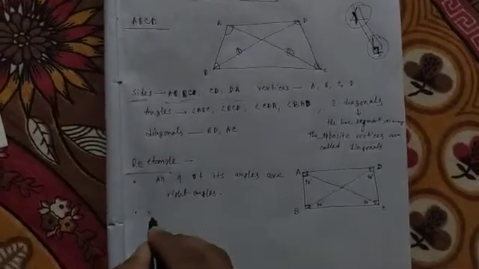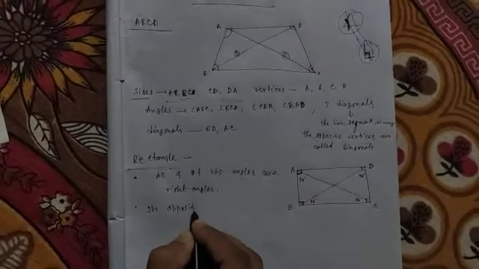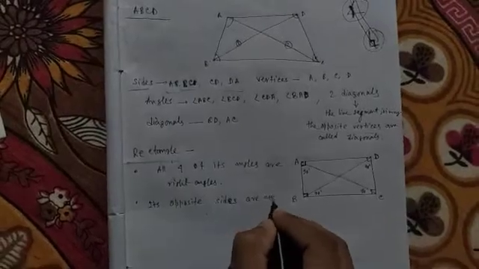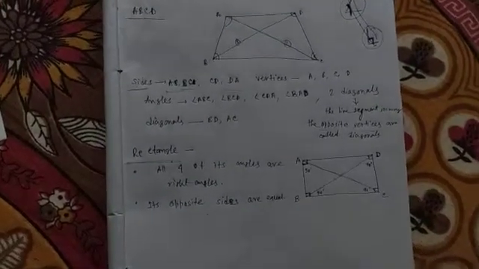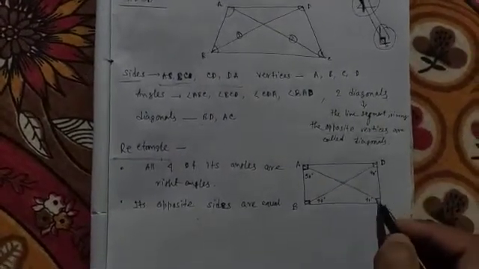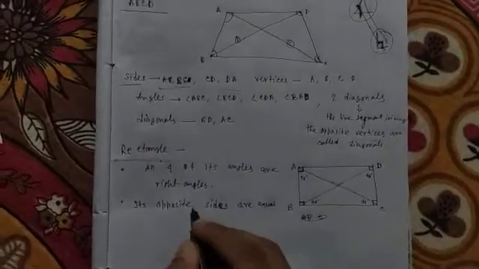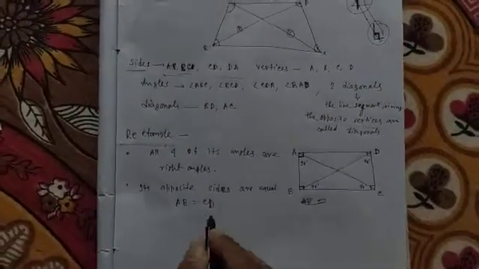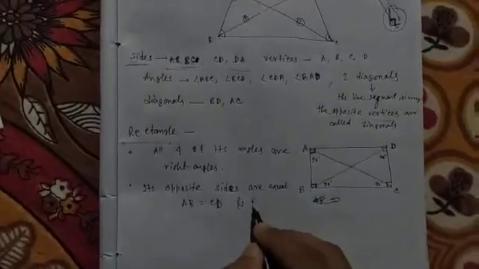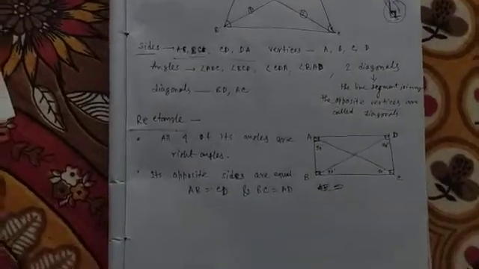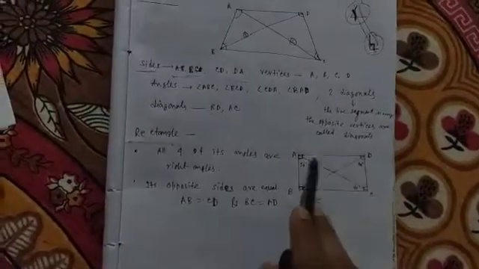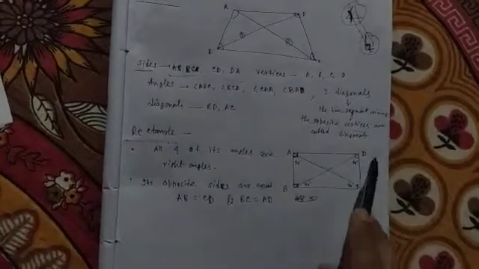Clear? Second, its opposite sides are equal. That means what is the opposite side of AB? It is CD or DC. So AB is equals to CD. And what is the opposite side of BC? It is AD. So BC is equals to AD. So see, it has four sides: AB, BC, CD, AD.